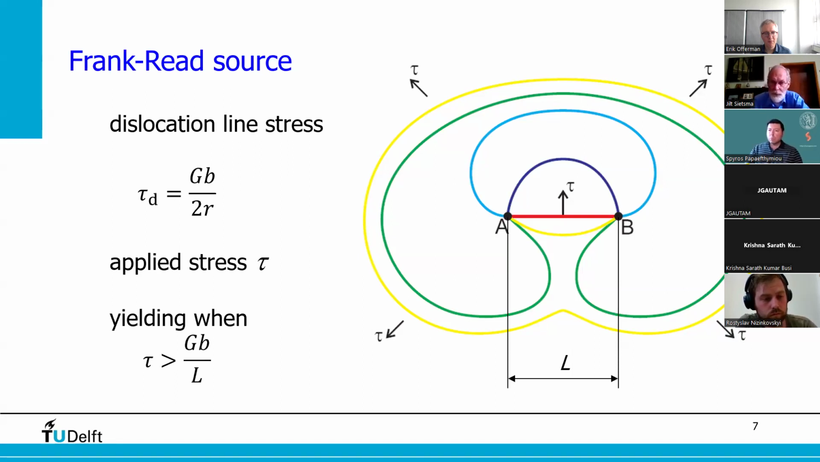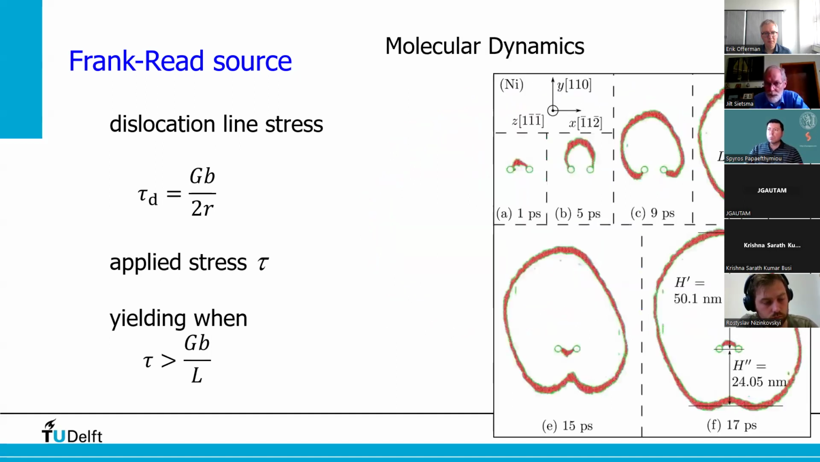So that's at the level of a dislocation: this critical stress, at which the Frank-Read source reaches a semicircle, is the point at which yielding starts. Well, this concept is well known. This is a theoretical picture, but it's also shown with molecular dynamics. You see dislocations in molecular dynamics showing this behavior of a Frank-Read source.